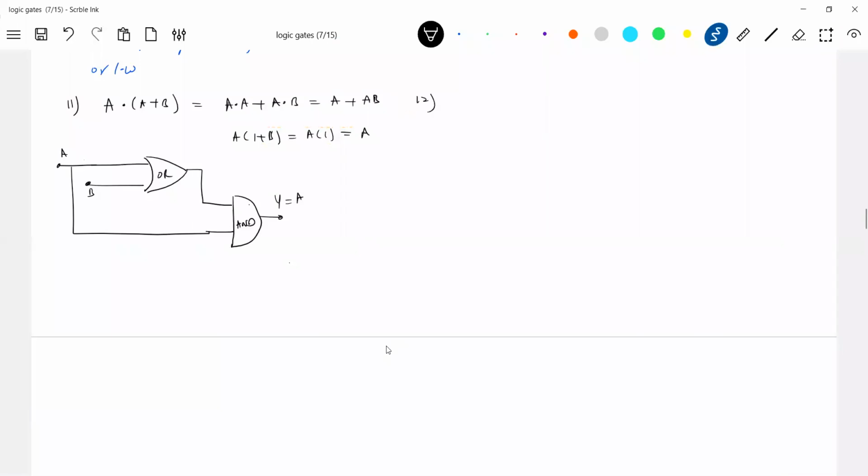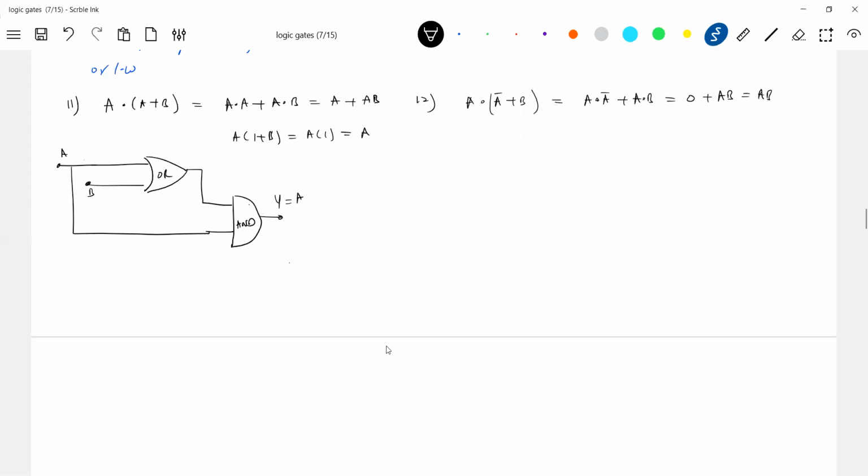Next, the 12th identity. A dot (A complement plus B). What should it be equal to? I'll simplify it now, so I'll expand it. A dot A complement plus A dot B. A dot B you can write only as AB. A dot A complement should be 0. Just now we discussed this, no?